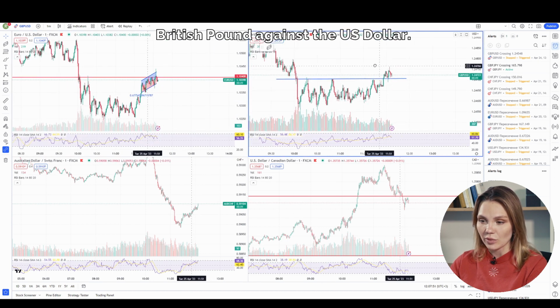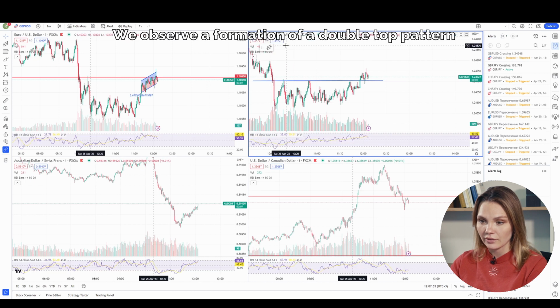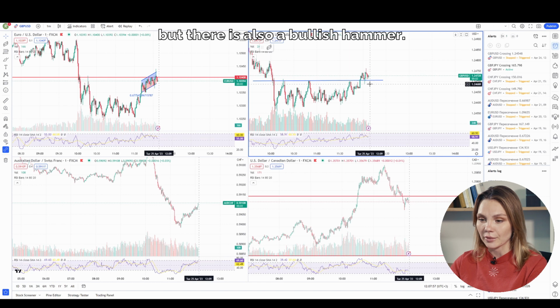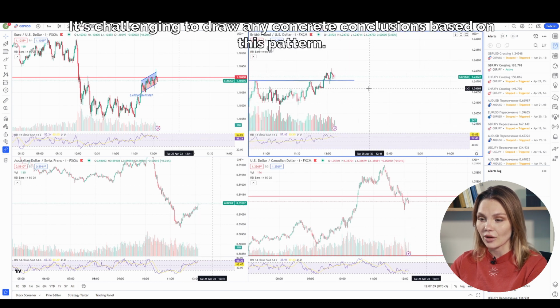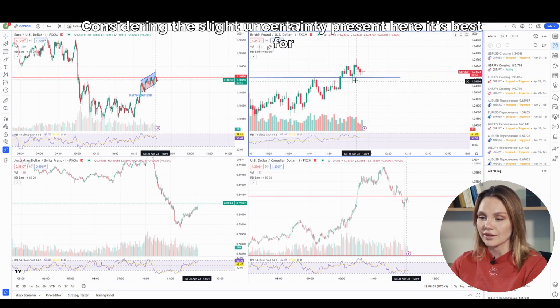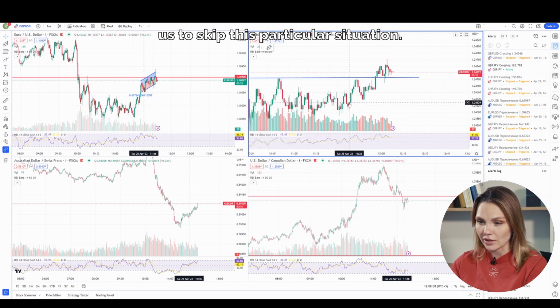Next, we have British pound against the US dollar. We observe a formation of a double top pattern, but there is also a bullish hammer. It's challenging to draw any concrete conclusions based on this pattern. Considering the slight uncertainty present here, it's best for us to skip this particular situation.